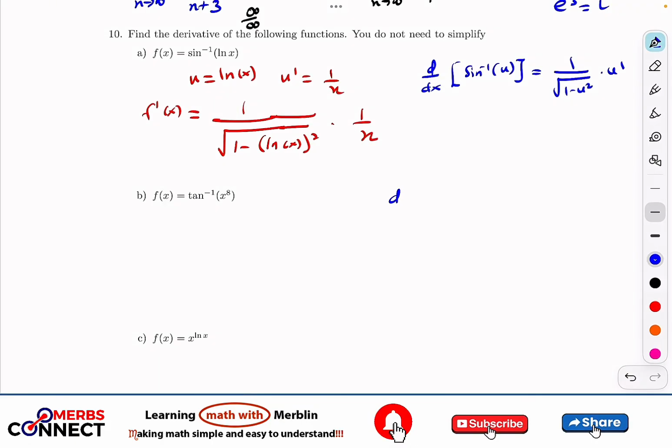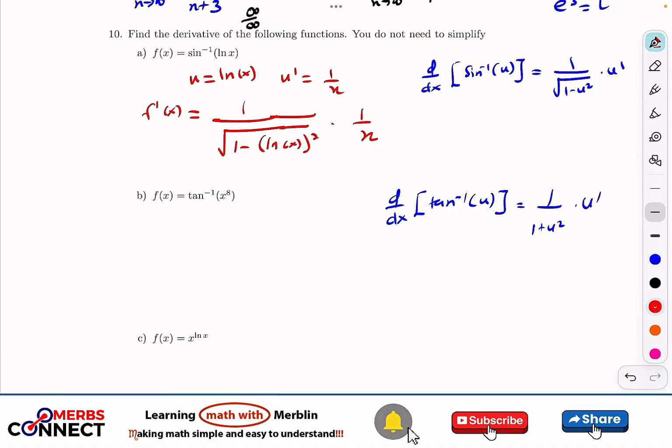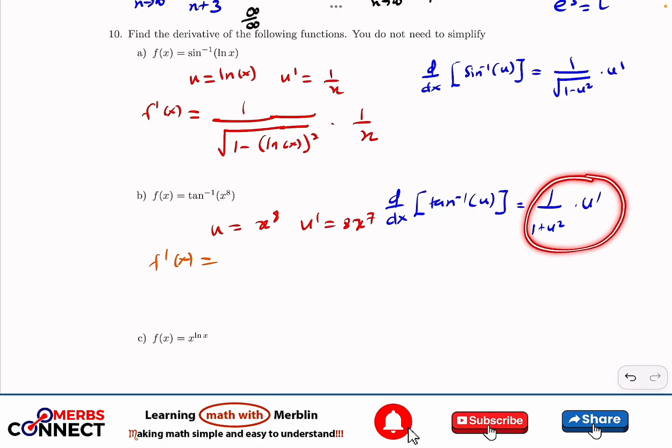Now, when I differentiate tangent inverse of u, this is 1 divided by 1 plus u squared times u prime. So here my u is equal to x to the power 8. I need u prime, right? So u prime will be 8x to the power 7. And then f prime of x will be equal to, so just use substitution here.